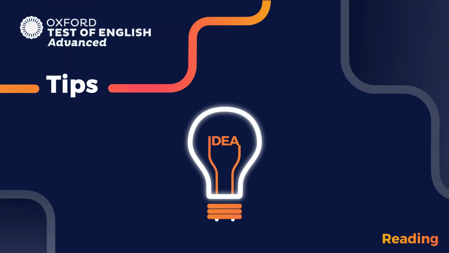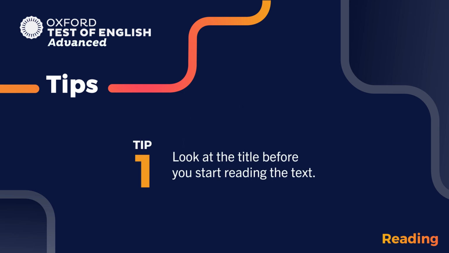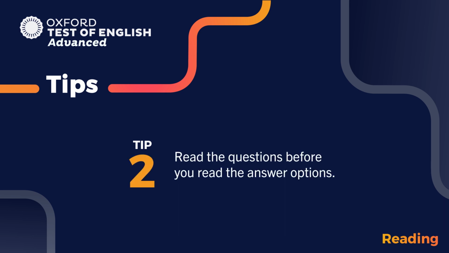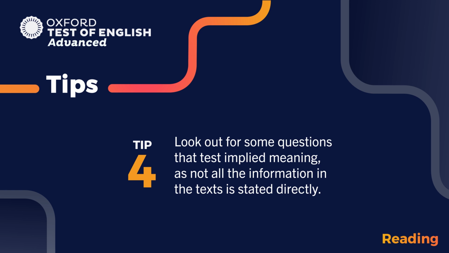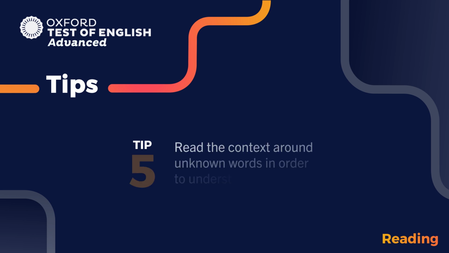Tips for the Oxford Test of English Advanced Reading module. When you take the Oxford Test of English Advanced Reading module, remember to look at the title before you start reading the text. Read the questions before you read the answer options. Read the questions carefully and notice the key words to understand what exactly is being asked. And look out for questions that test implied meaning, as not all the information in the text is stated directly.